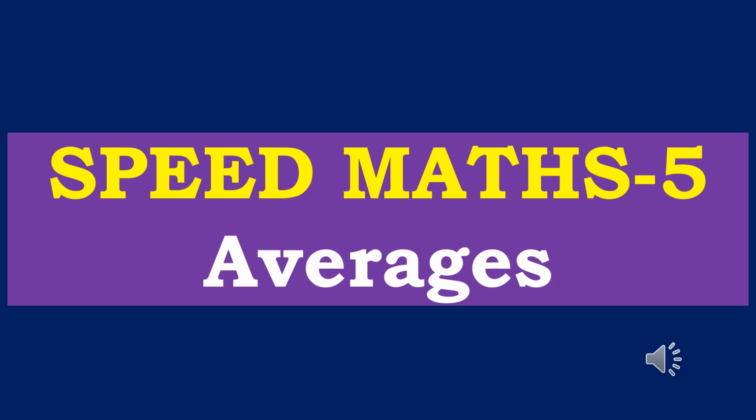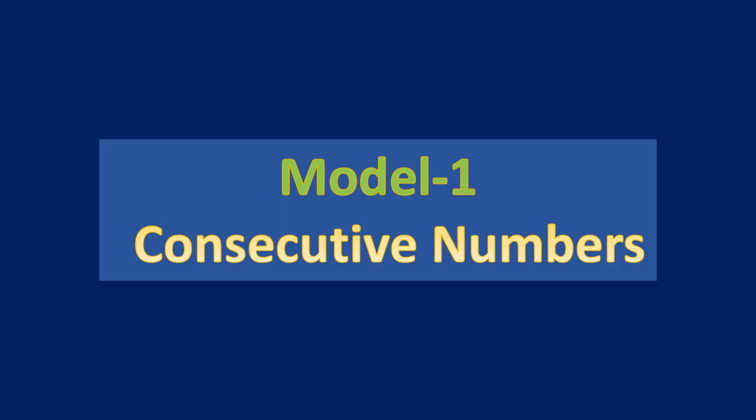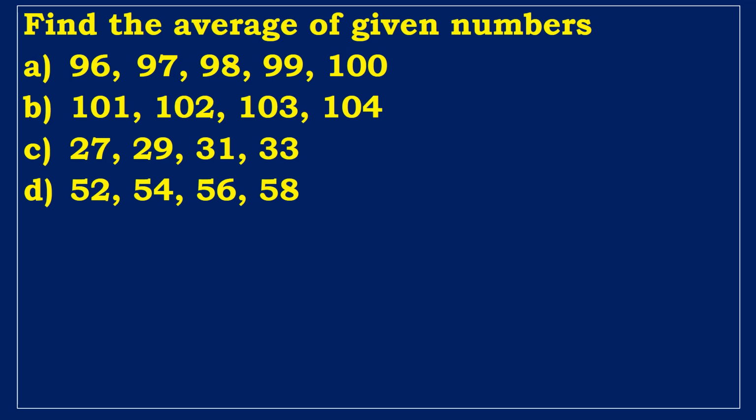The first model of average calculation is consecutive numbers. Consecutive numbers are numbers that follow each other in order without gaps. For example, 1, 2, 3, 4, 5 are consecutive numbers. Let's look at some examples to understand the average of consecutive numbers. Find the average of given numbers.